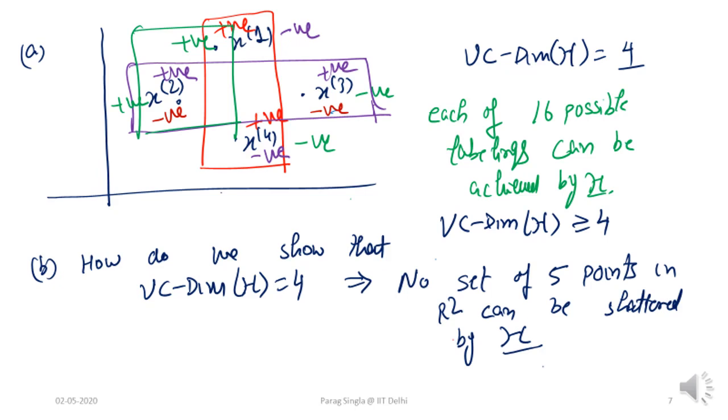And the next part of the proof would be to show that the VC dimension is exactly 4. We have to show that there is no set of 5 points in the R2 space which can be shattered by this hypothesis class, and we'll make that argument on the next slide.